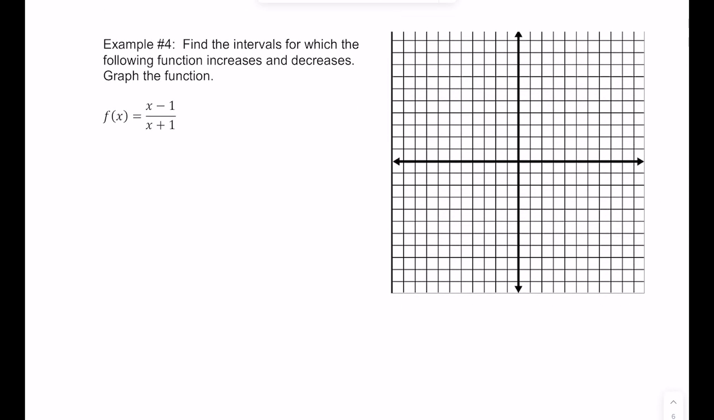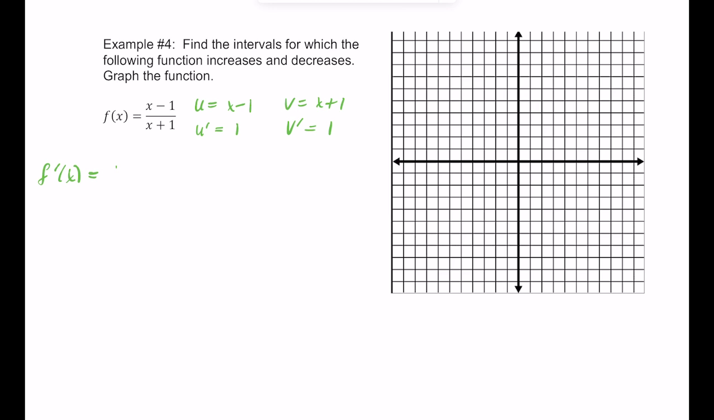In my next example, I need to find the intervals for which the following function increases and decreases, and then we'll also graph it. So here we have a rational function, f of x equals x minus 1 over x plus 1. So we also have a quotient. So to find the derivative, I know that I need to use the quotient rule, right? So u is just going to be my numerator, x minus 1, and v will be my denominator, x plus 1. So the derivative of x minus 1 we know is just 1, and the derivative of x plus 1 is also 1. Okay, so now I need to use my quotient rule.